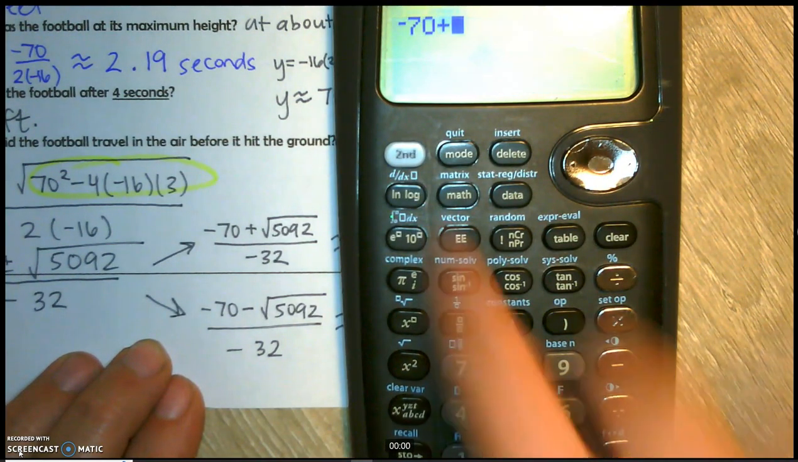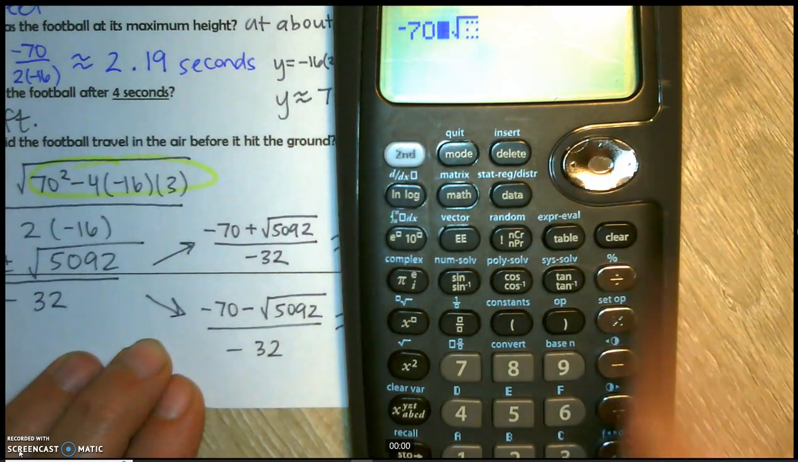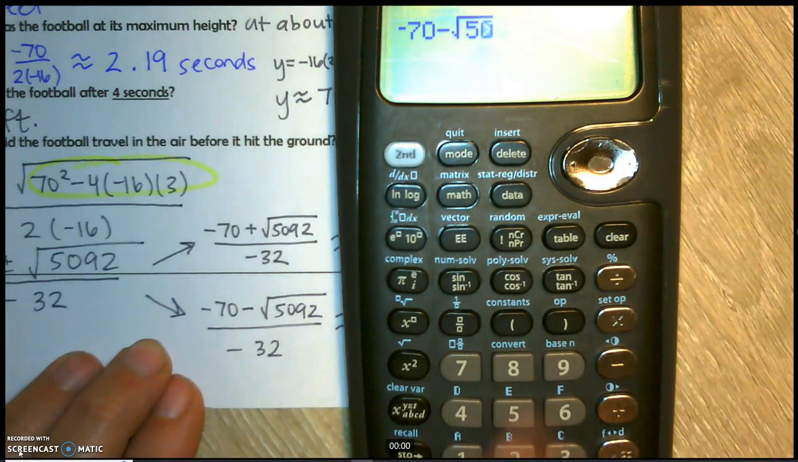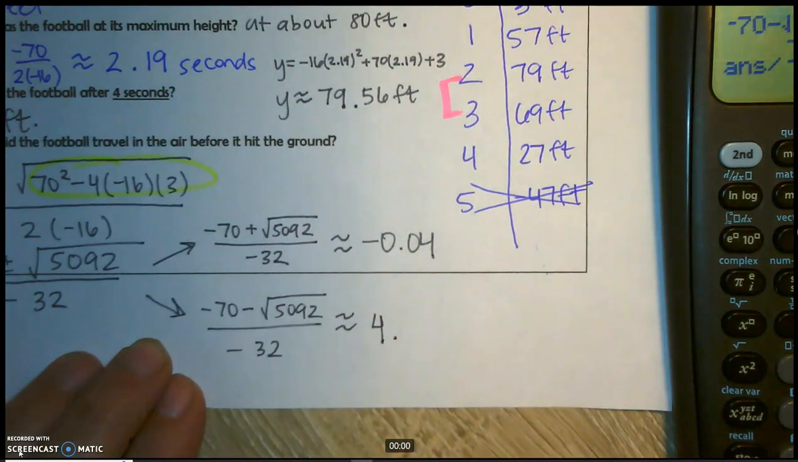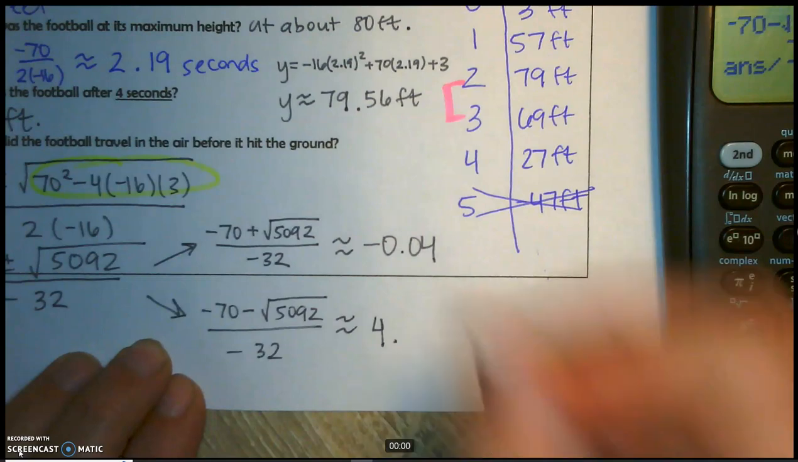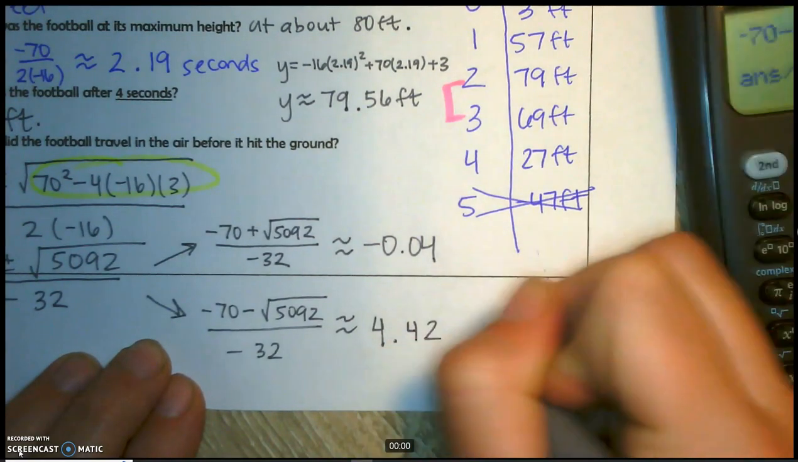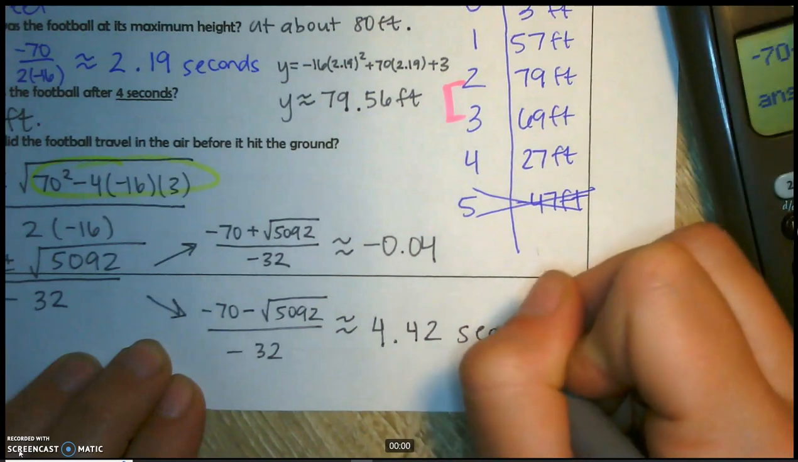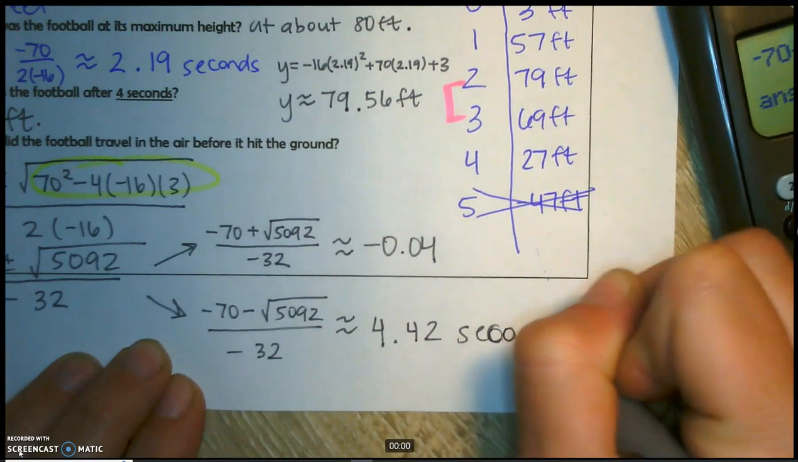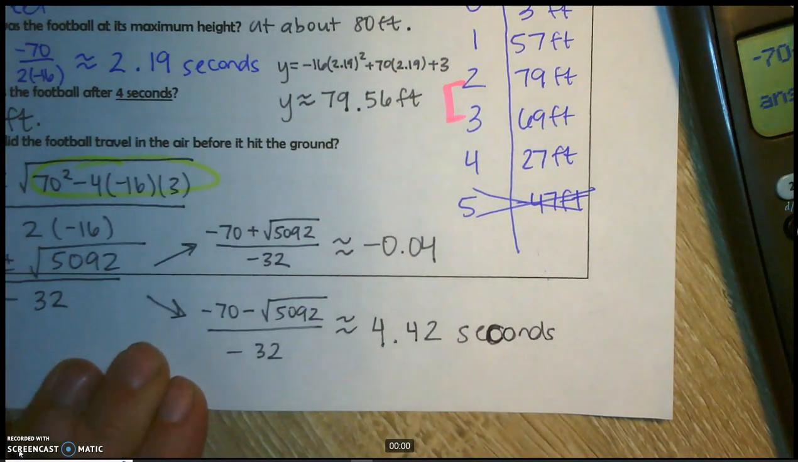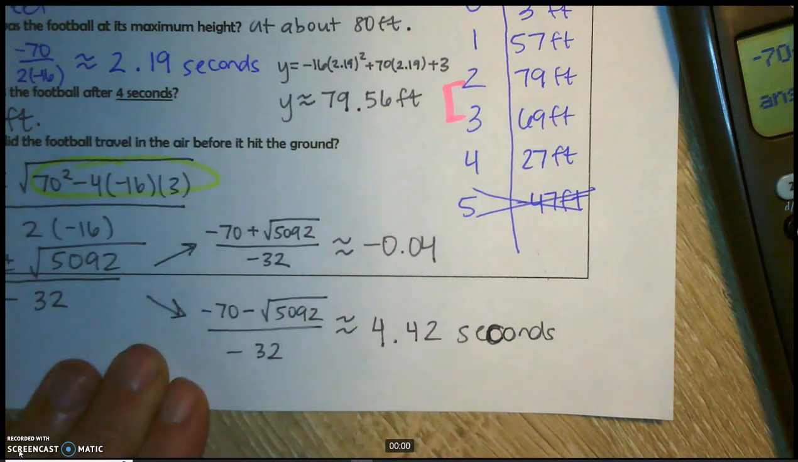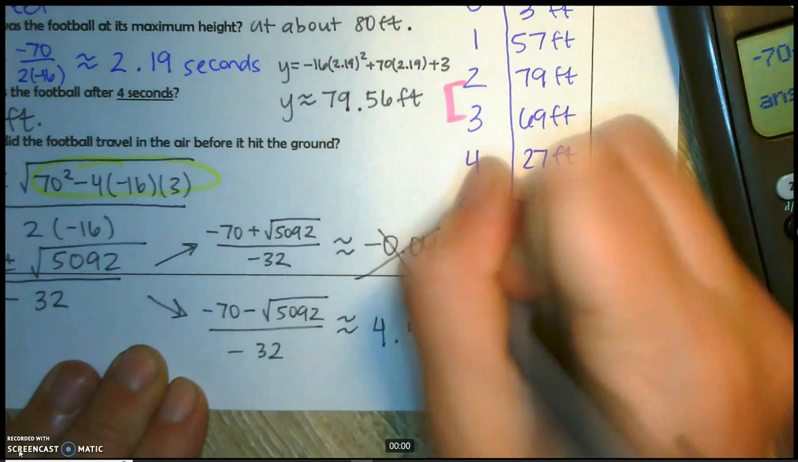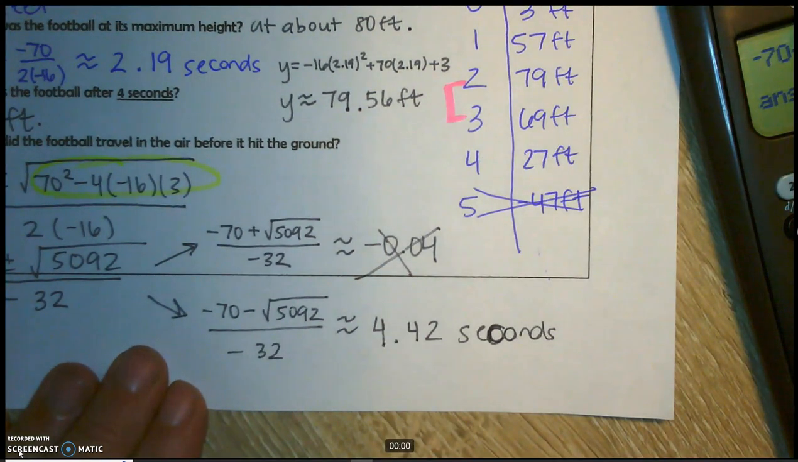Then let's do the next calculation. Negative 70 minus the square root of 5,092, divided by negative 32. And just as we suspected, somewhere in between 4 and 5 seconds is when this ball hit the ground. So how long did the football travel in the air before hitting the ground? It traveled in the air for approximately 4.42 seconds before hitting the ground.